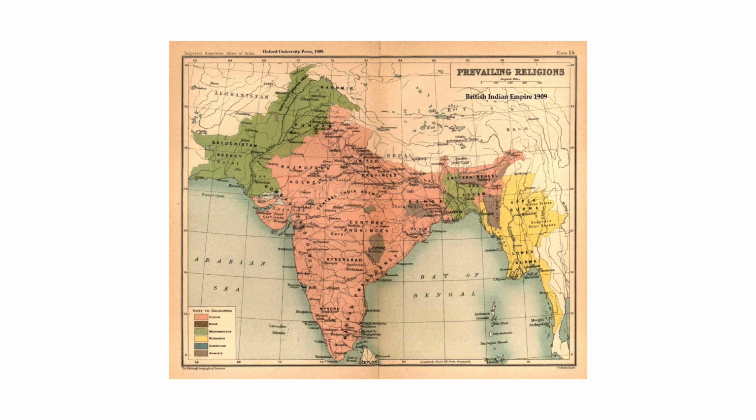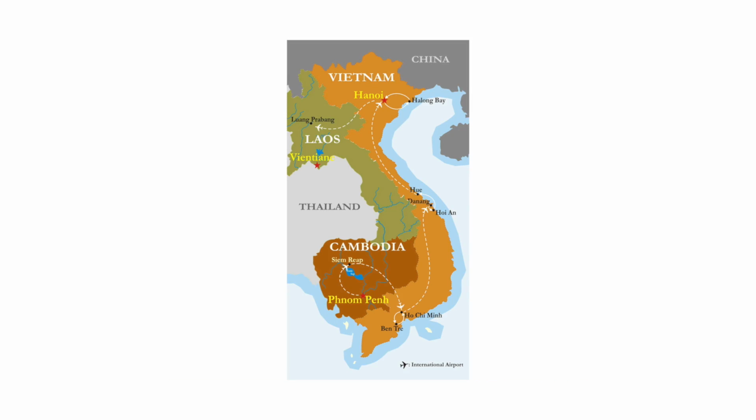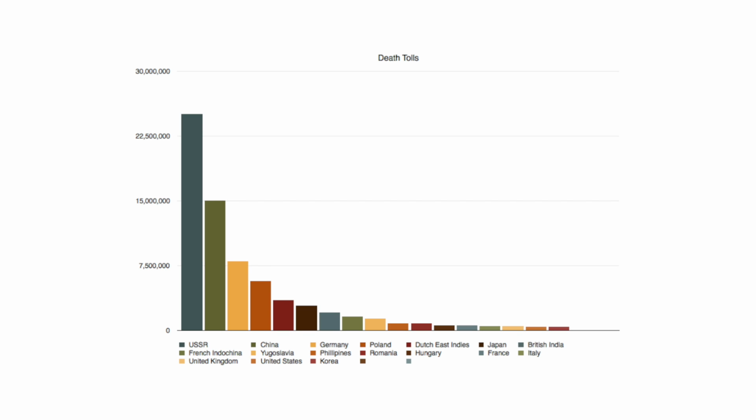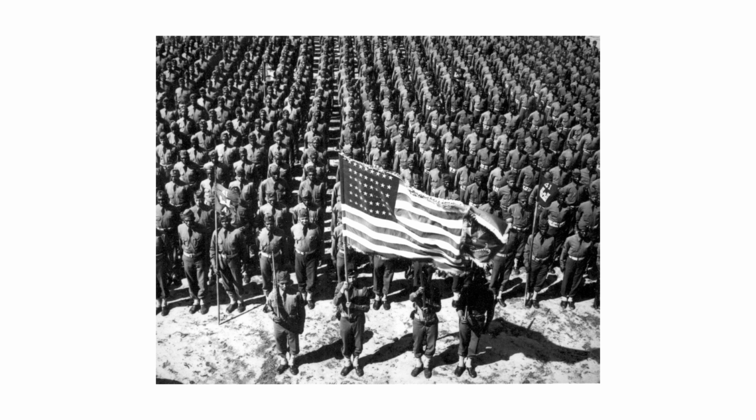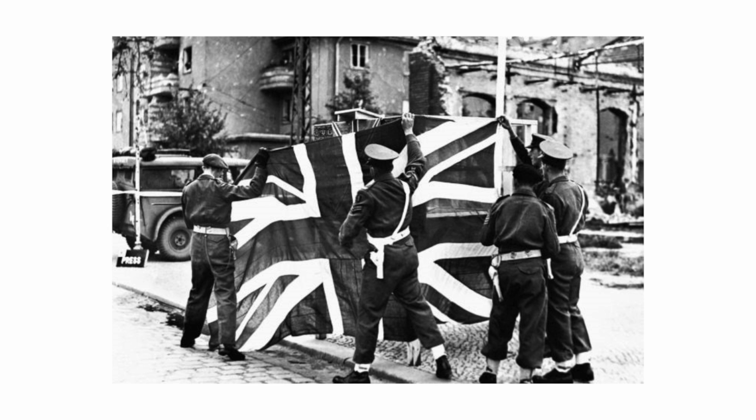Colonies like British India and French Indochina, which were not officially fighting in the war, also have death tolls in the millions, as they supplied their mother countries with soldiers and other war support. The United States and the United Kingdom are farther down on this list.